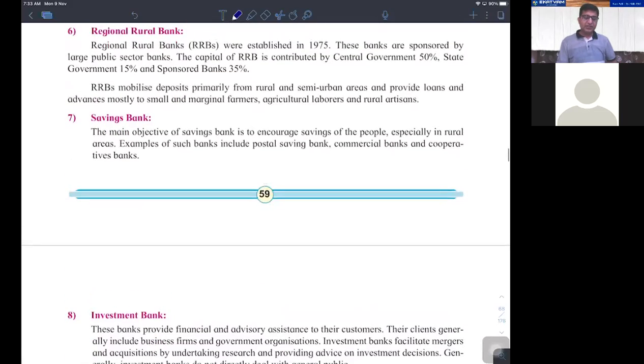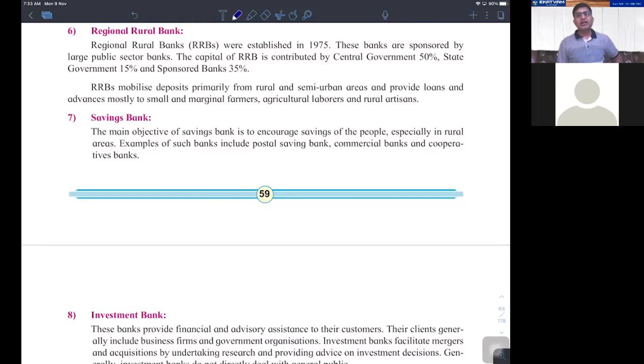scenario. Then regional rural banks. Now these are the specialized category banks. आपने 11th standard अगर आपको याद होगा तो 11th standard में आपके पास था the small scale sector, और small scale sector के लिए जो support के लिए banks बनाई गई थी, उसमें से one of the prominent ones was regional rural bank, which were established in 1975. These banks are sponsored by the large public sector banks.